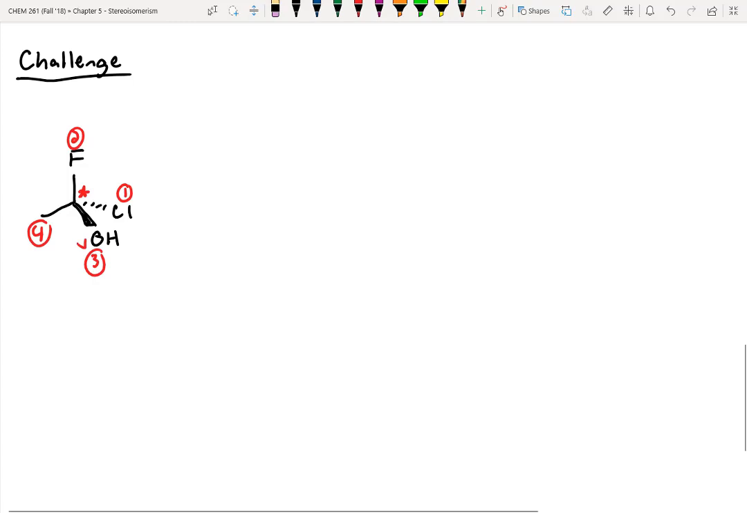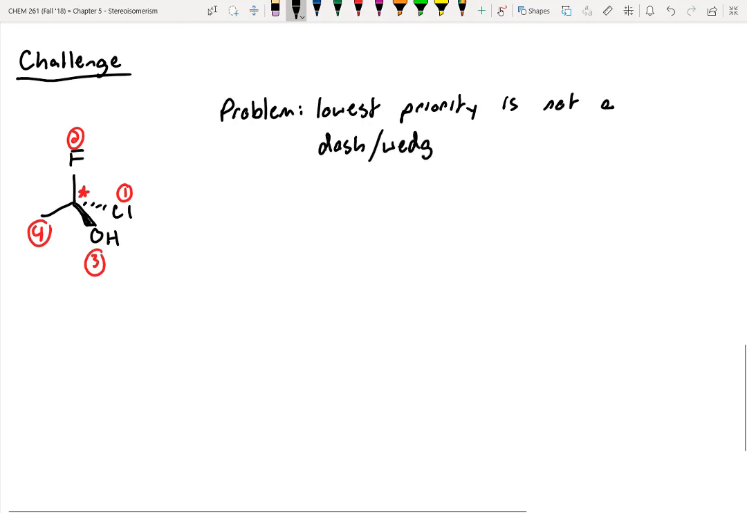All right, I'll show you a trick. So in this case, we've got a problem. Our lowest priority is not a dash or a wedge. All right, the solution is to draw a Newman projection, looking down the lowest priority bond.